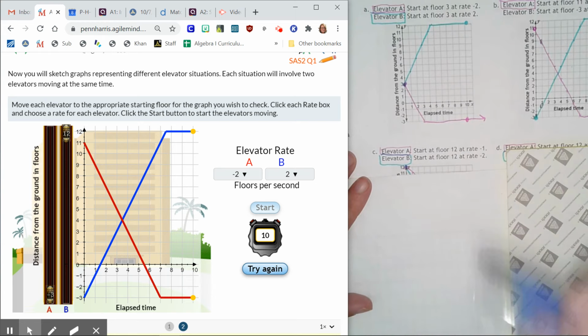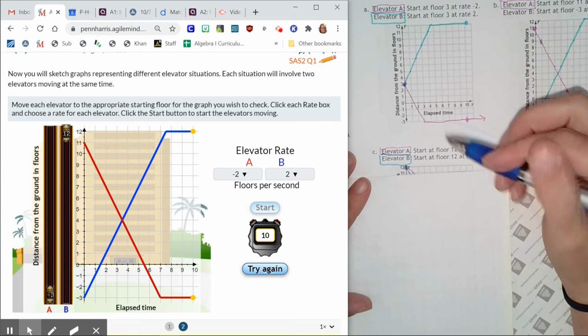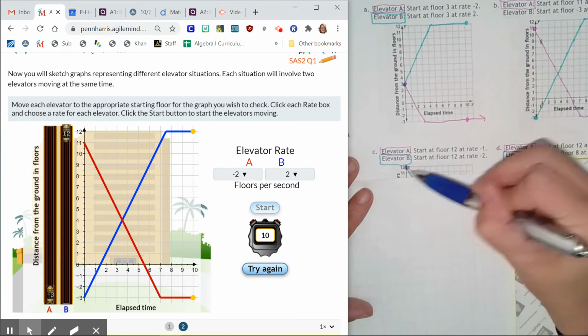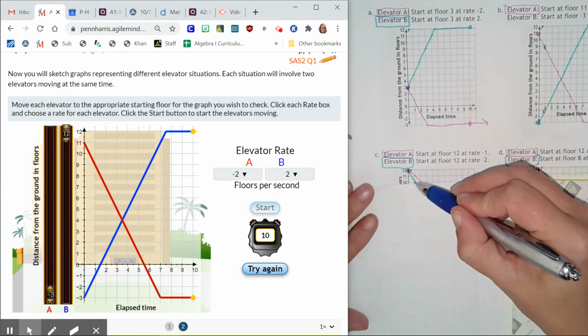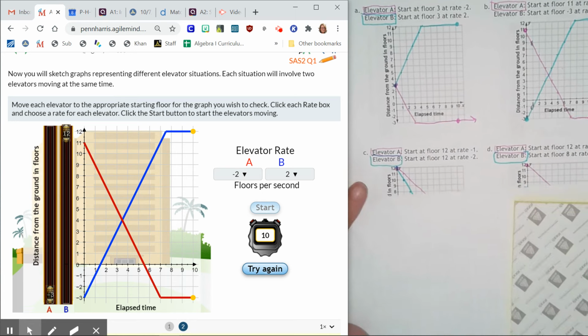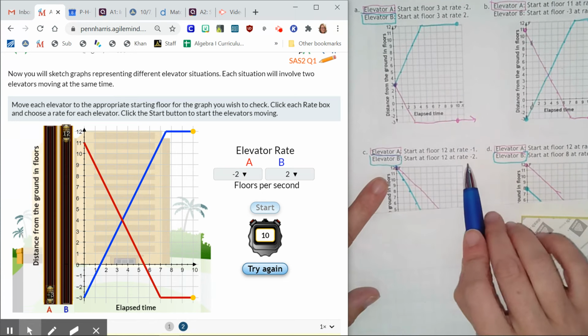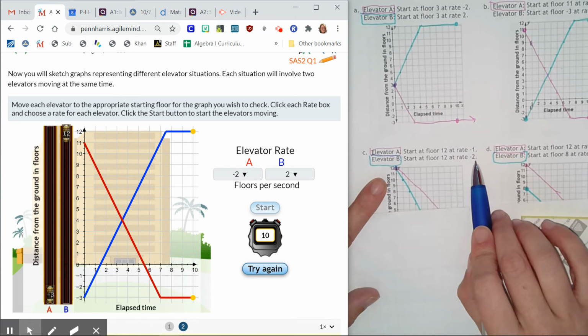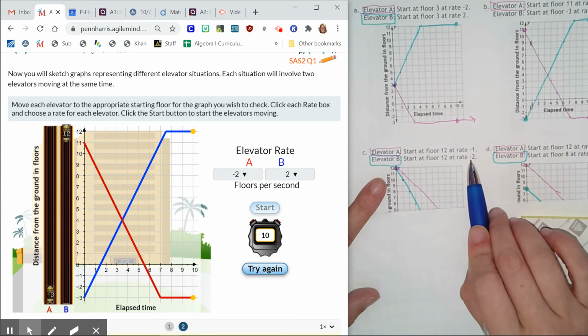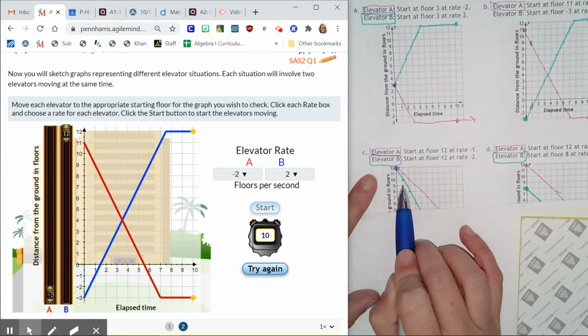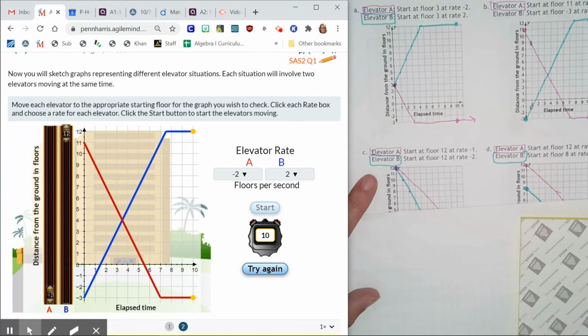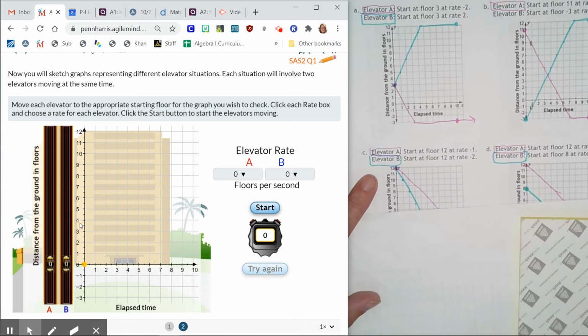And I said that elevator A went down at a rate of 1 floor per second. So it went down 1, over 1. And then they went down 1, over 1, and you can see that I continue that. Elevator B in blue went down at a rate of 2 floors per second. Again, I know it's going down because of the negative, so I went down 1, 2, and over 1. Down 1, 2, and over 1. So let's see if my picture matches what they have here.